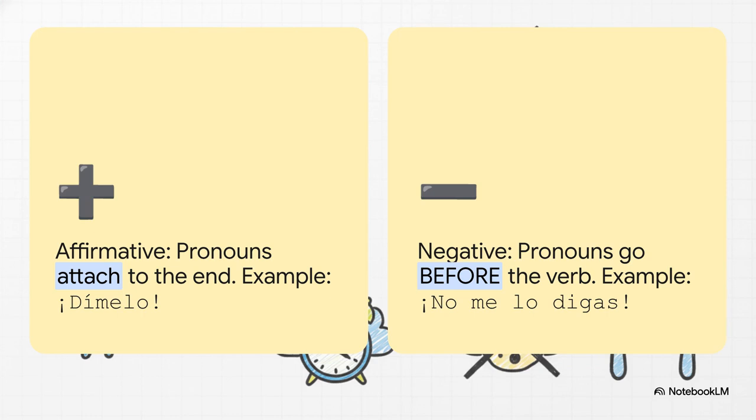For an affirmative or positive command, you literally stick the pronouns right onto the end of the verb. They're like a little caboose on a train. Dímelo. See? All one word. But for a negative command, they do the complete opposite. They detach, and they jump all the way to the front, right before the verb. So it becomes no me lo digas, two separate words.